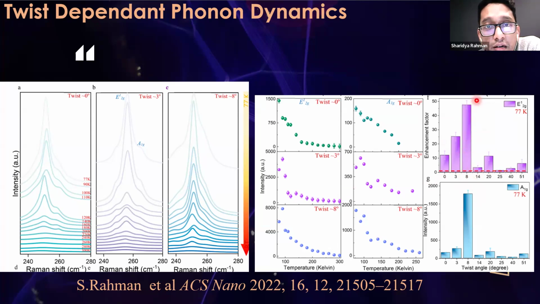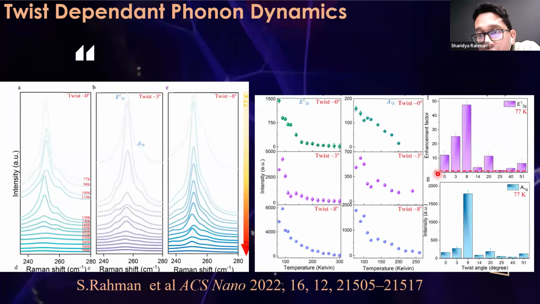So this shows that the interlayer twist or stacking angle is highly sensitive, and the phonon signatures are very sensitive to the twist angle as well. Raman spectroscopy helps us reveal this kind of phonon dynamics in twisted TMD heterostructures.